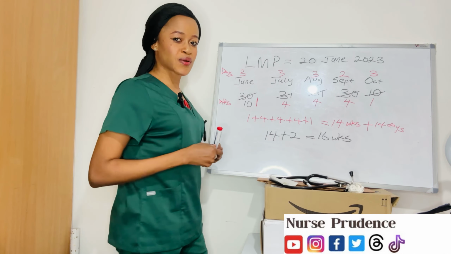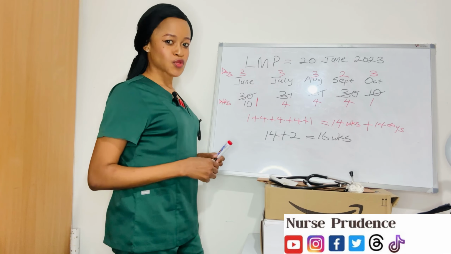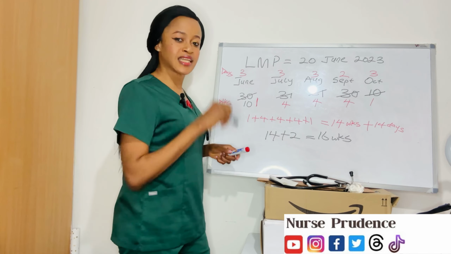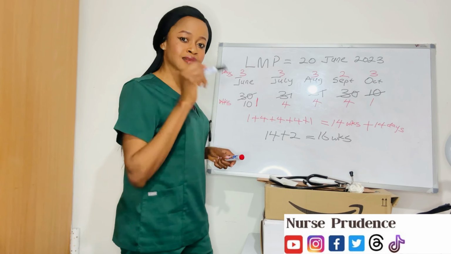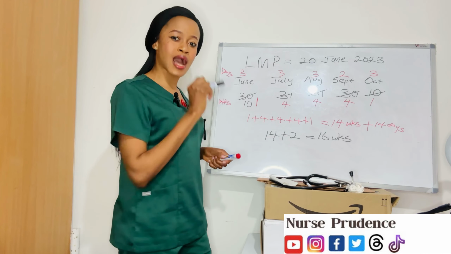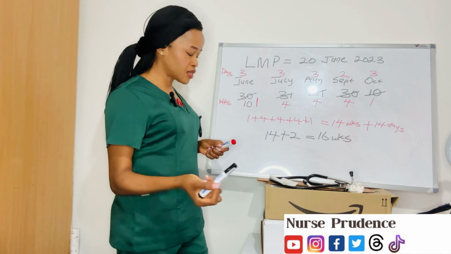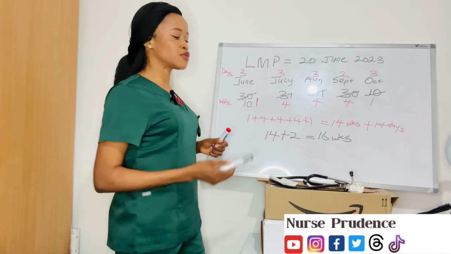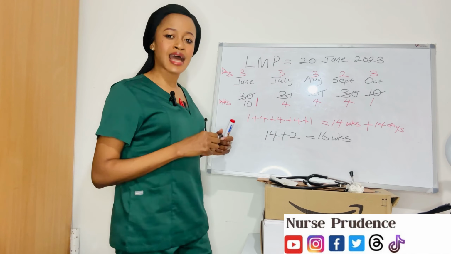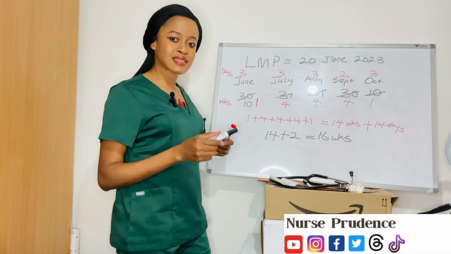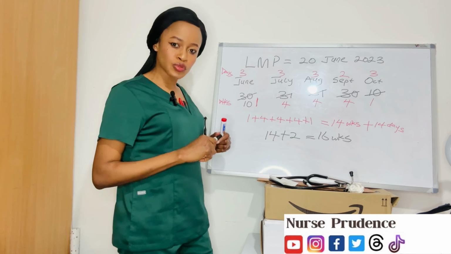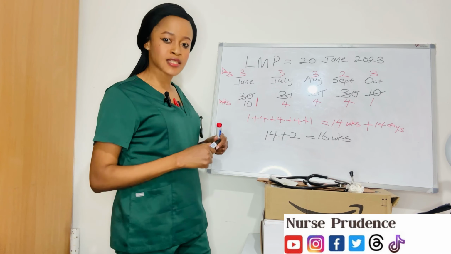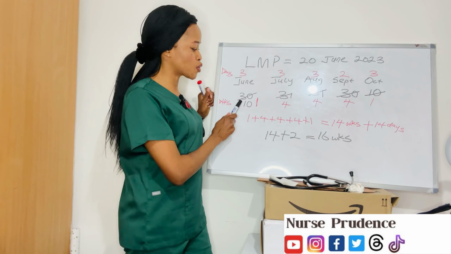This is how we are going to calculate it, and it's very simple. So all you need is the last menstrual period. The day your last menses started is the date you are going to add. Assuming your last menstrual period was on 10th of June, it means that you have to minus 10 from 30. 30 is the total number of days in June. So you minus 10 from 30 and you will get 20. That 20 is what you are going to write under June.